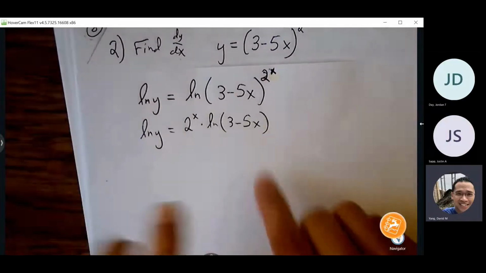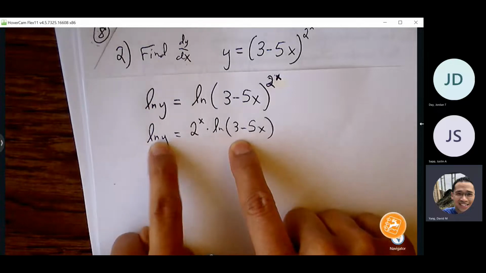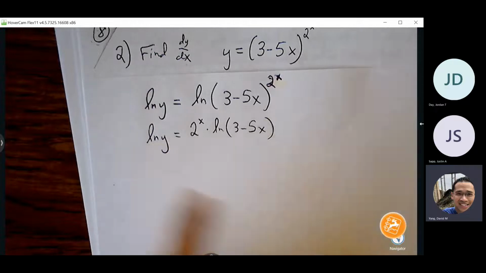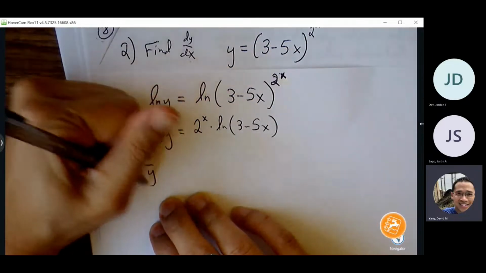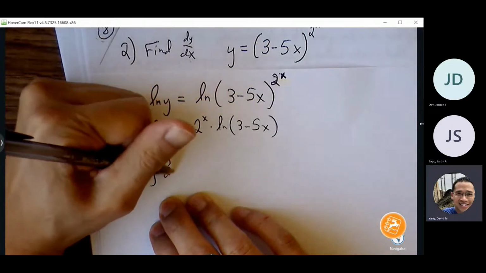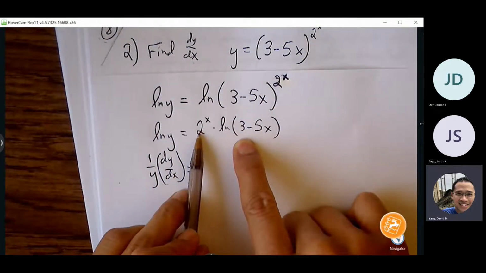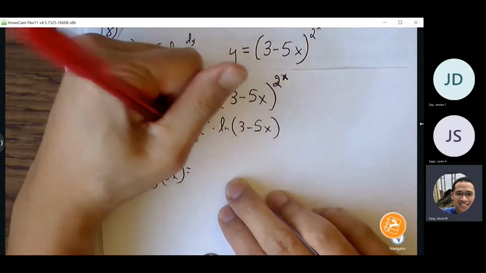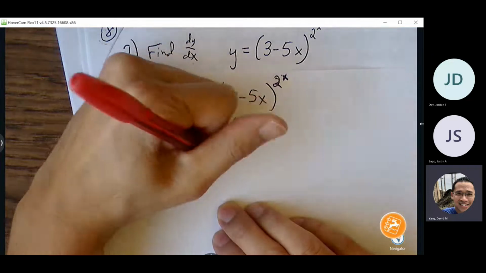So now we have rules that can handle this and this, right? On the left side, we find a derivative. This is 1 over y times dy/dx, natural log rule, implicit as well. And the right side, you recognize this as the product rule, right? f prime g plus f g prime. So there's my f, there's my g.